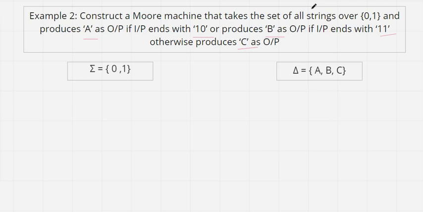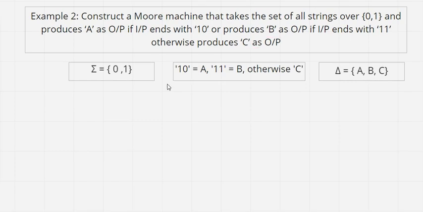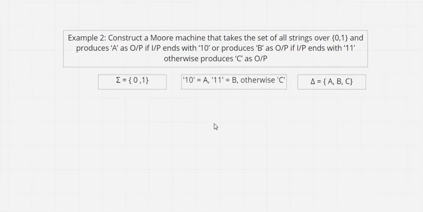Let us check what it actually means. I have already mentioned that if the string is of the form 1, 0, the output will be A. If it is 1, 1, the output will be B, and otherwise the output will be C. So let us check how the diagram will look.